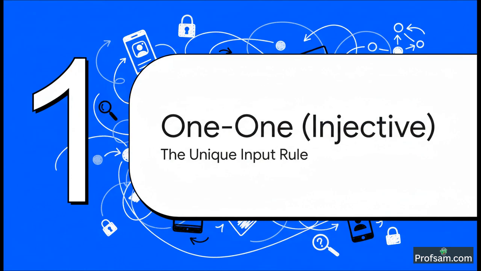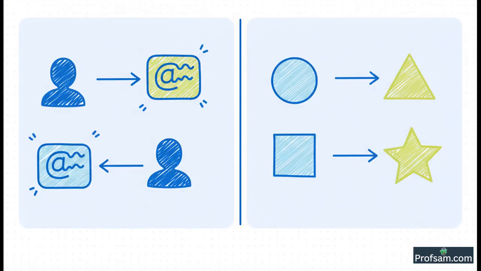All right, first up is the 1-1 function. The easiest way to get this is to think about a rule you already know, the one about your Instagram username. This is such a perfect comparison. On Instagram, two different people can't have the exact same username, right? Well, a 1-1 function works the exact same way. Two different inputs can never, ever point to the same output. Every input gets its own special, unique output.